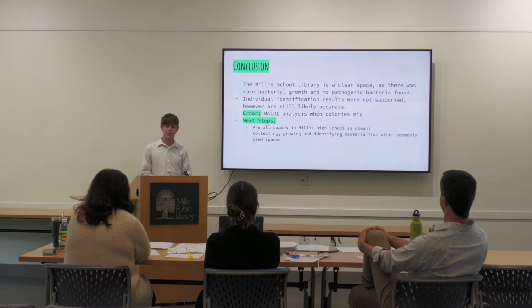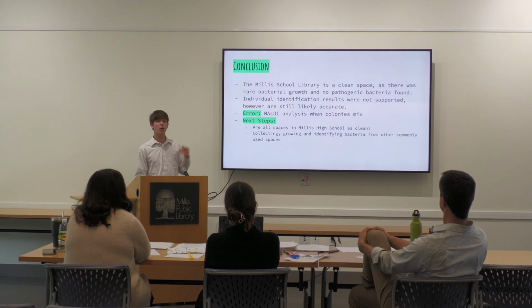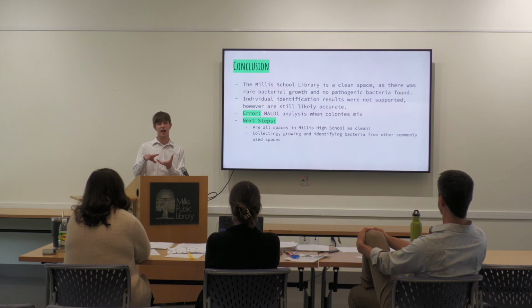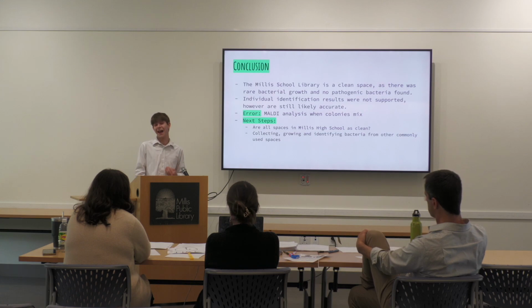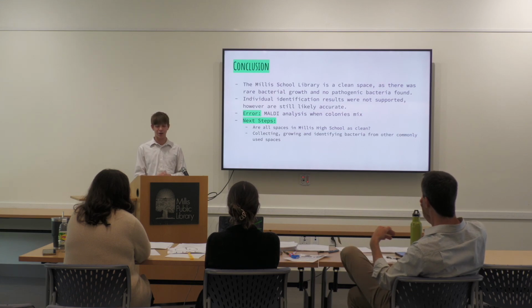So what I concluded about this was that the middle school library is a clean space, as there was rare bacterial growth and no pathogenic bacteria found. So although it may have seemed like the petri dishes were teeming with bacterial life, in reality that was considered rare bacterial growth, because with heavy bacterial growth, almost the entire agar plate would have been covered in bacteria, so it would have been white or yellow. So it was actually very good that it was rare bacterial growth, because that reflects that there wasn't that much bacteria on that school library desk.